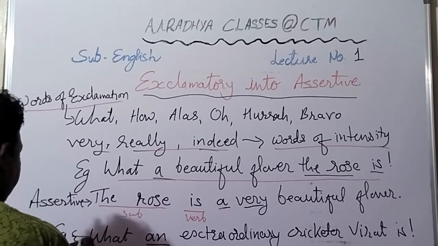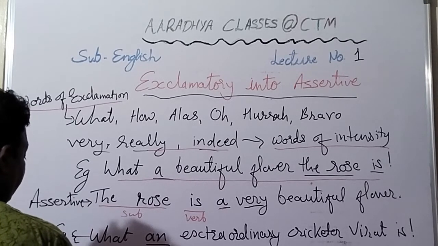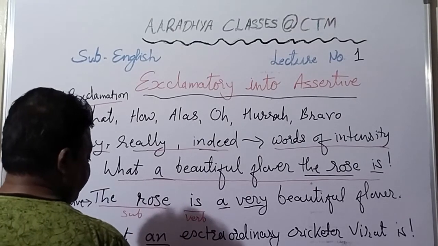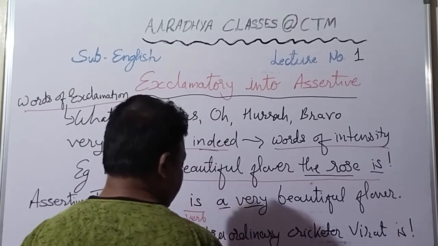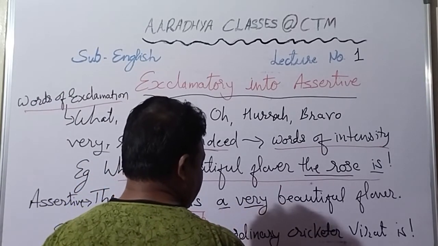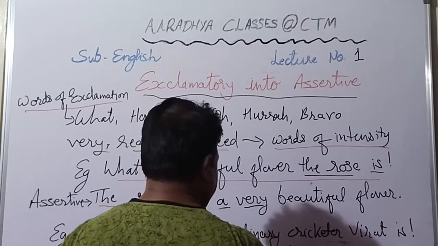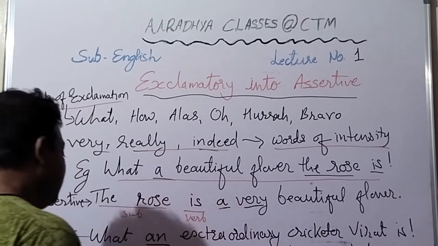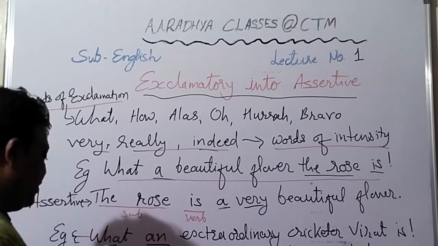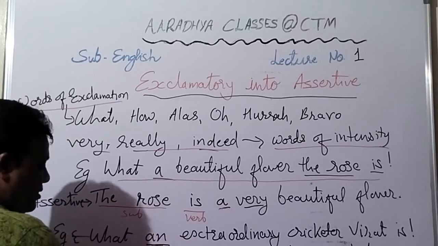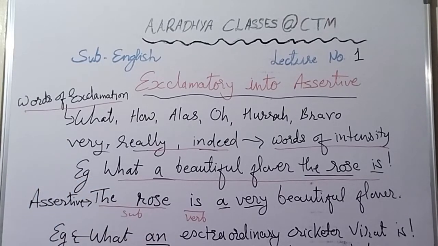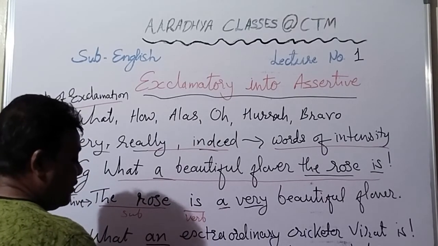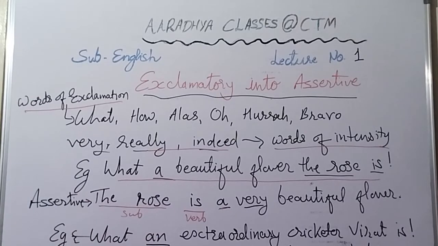This is your exclamatory sentence and here is your assertive. Virat is a very extraordinary cricketer. Okay students, so here you see students, I have already removed what. Now an, here in your exclamatory sentence the article used was an, but when you used very, the article got converted into a. What is the rule of the article?